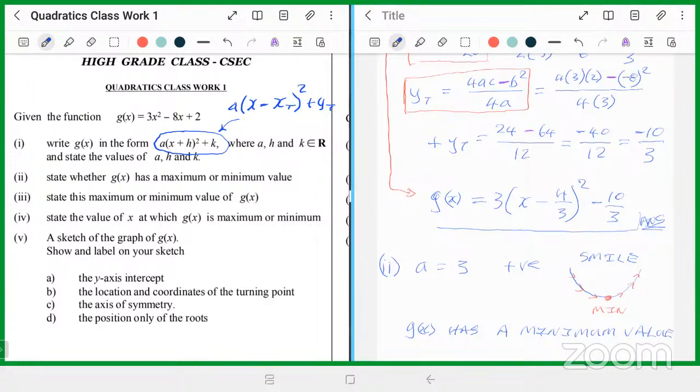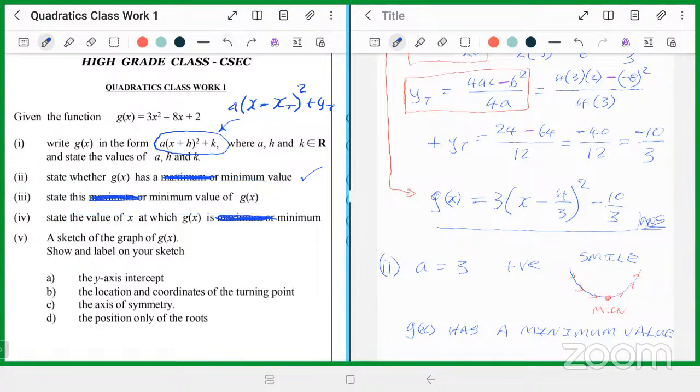That's the answer for that one. Then this one says we have to state this maximum or minimum value. So I can cross out the word maximum now, because I know it is a minimum value that it has. Here again, I can cross out the word maximum, because we know it has a minimum value. All right? And they're asking us to state that minimum value.